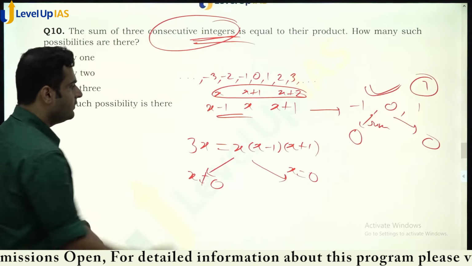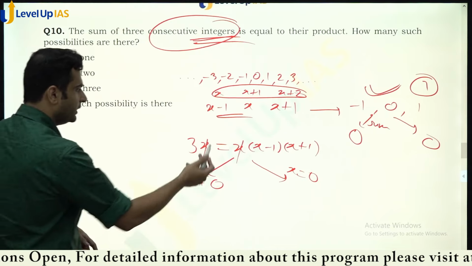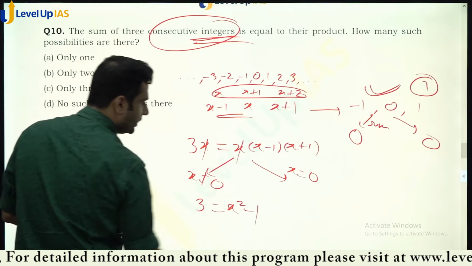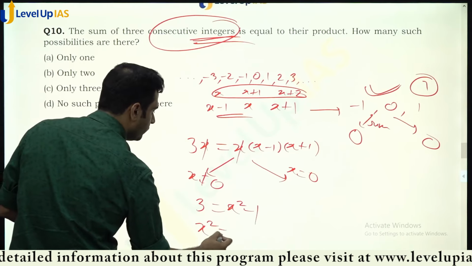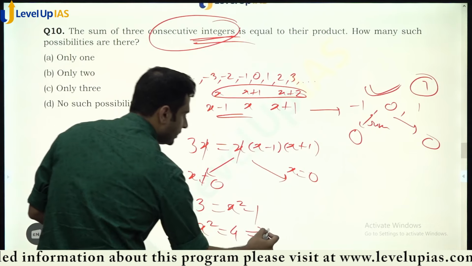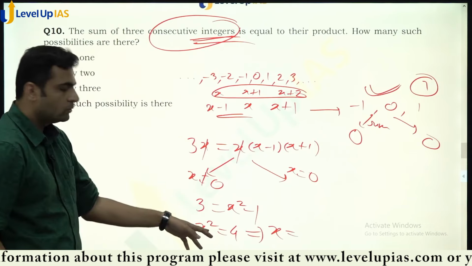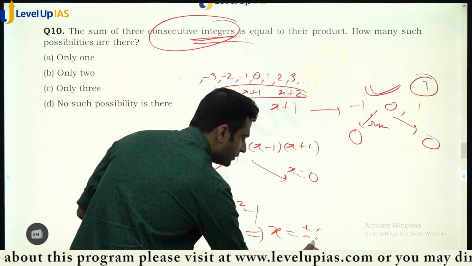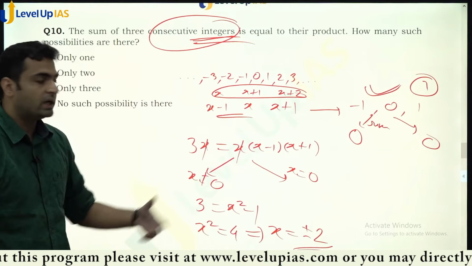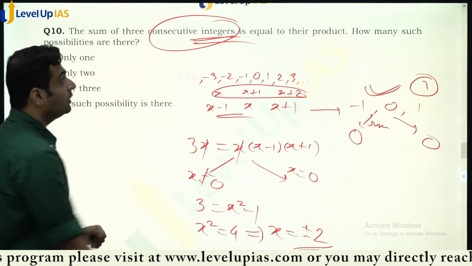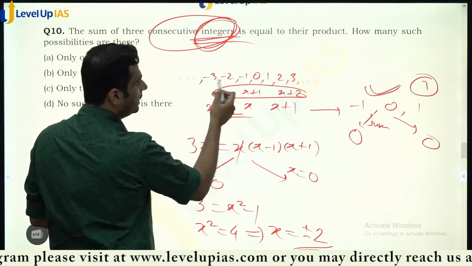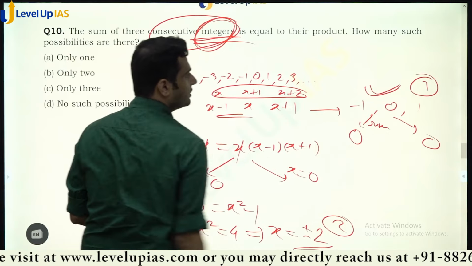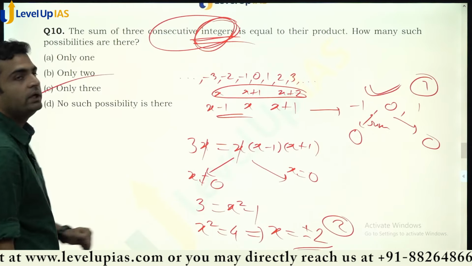If x is not 0, then we can cancel it surely. Then we have 3 is equal to x square minus 1. So x square is equal to 4, which implies x is equal to, which square is 4? 2. x is equal to plus minus 2. So there are two possibilities. You can have plus 2 or you can have minus 2, because we are asked integers. Negative numbers are there in integers. So here there are two possibilities. Here there is one possibility. Answer is only 3.